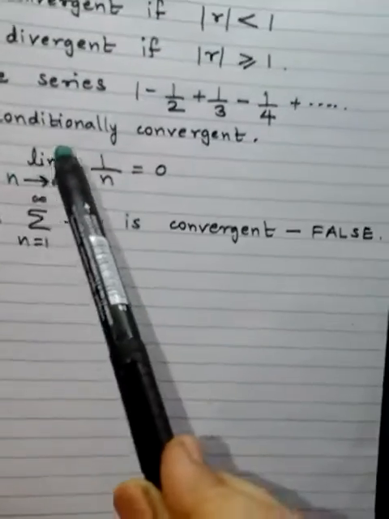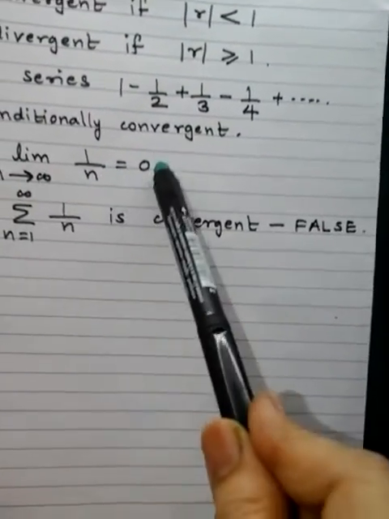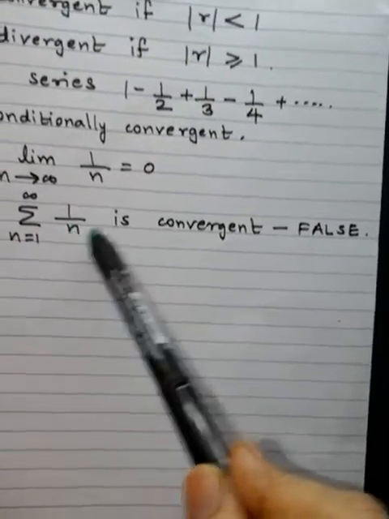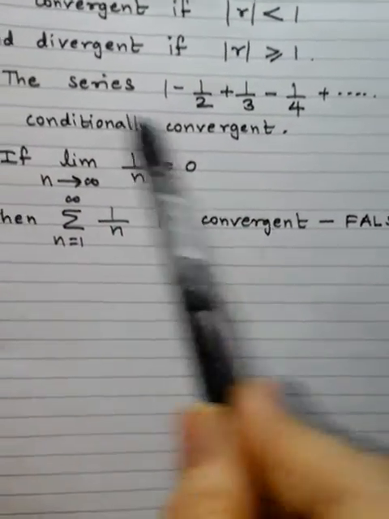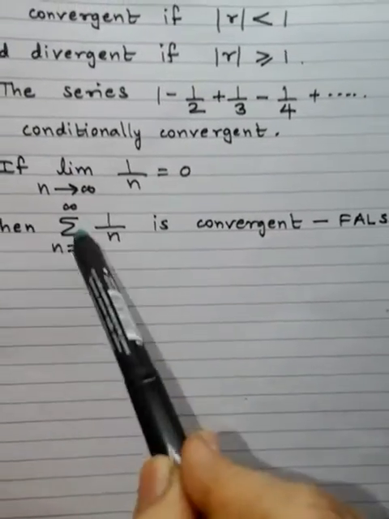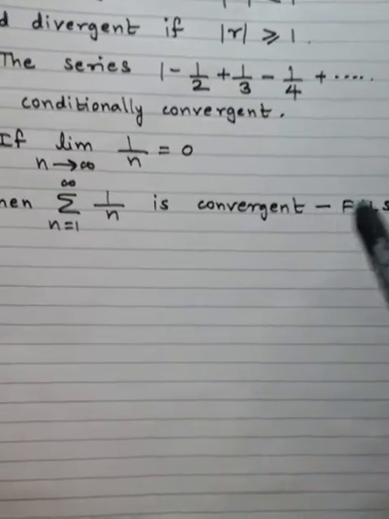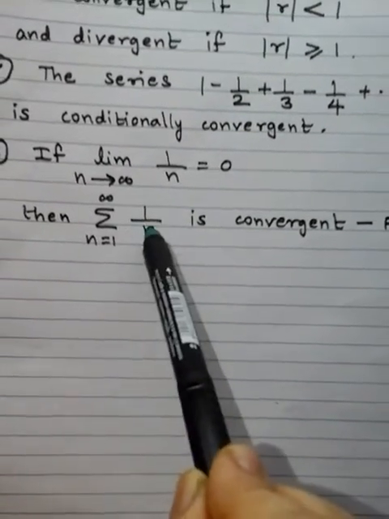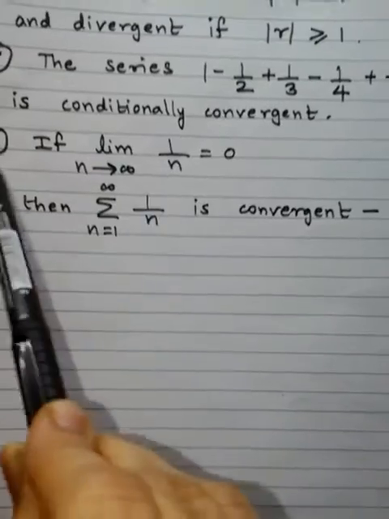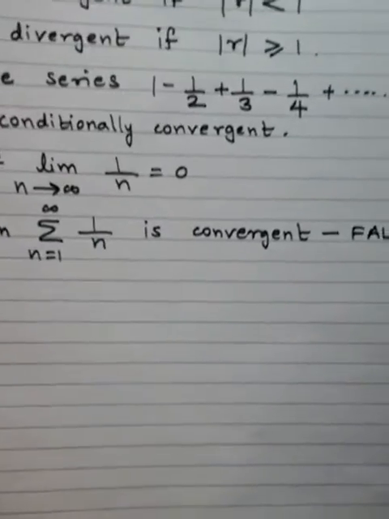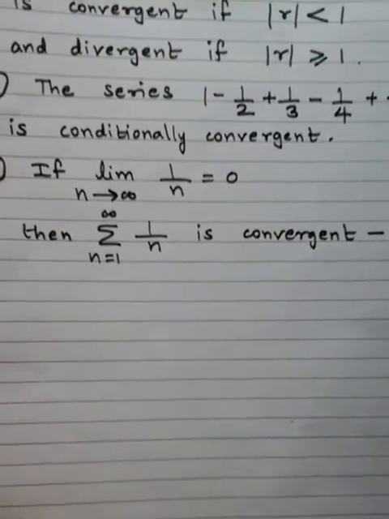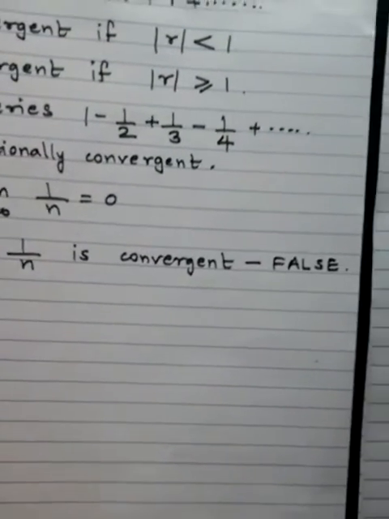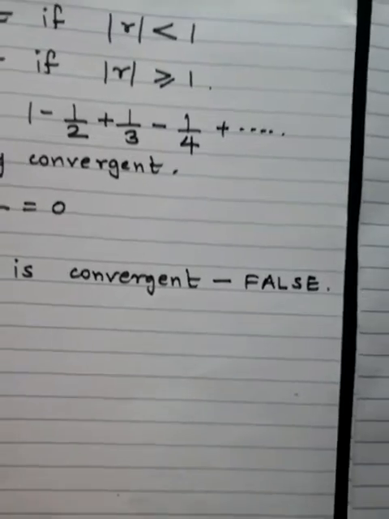The next statement is if limit of 1 upon n is 0, what can you say about series 1 upon n? Is it convergent? The statement says if limit 1 upon n is 0, then series is convergent. But the statement is false. Because again this is a p series with p is equal to 1, so it is divergent. Please note the statement again, if limit 1 upon n is 0, then summation 1 upon n is convergent, the statement is false.